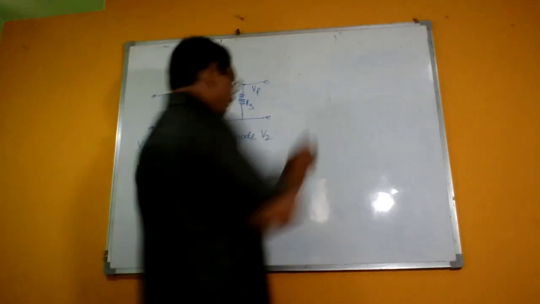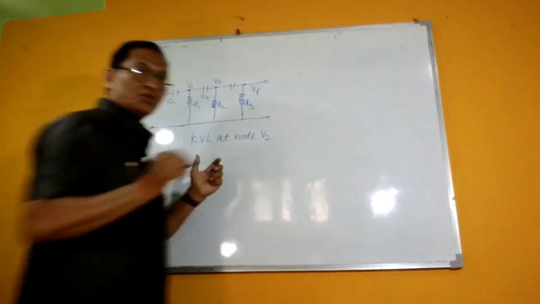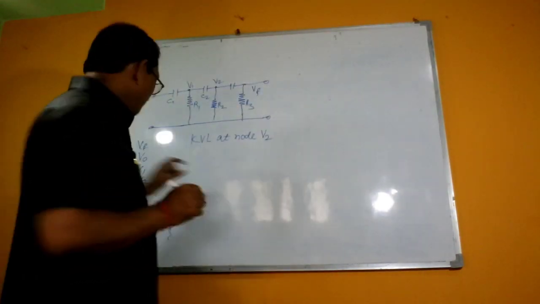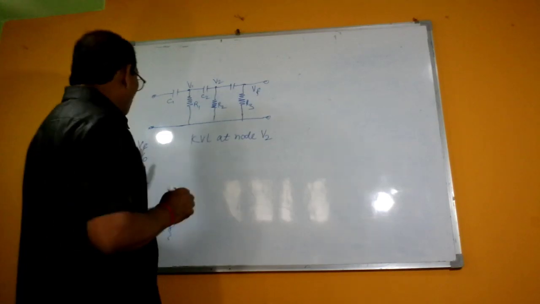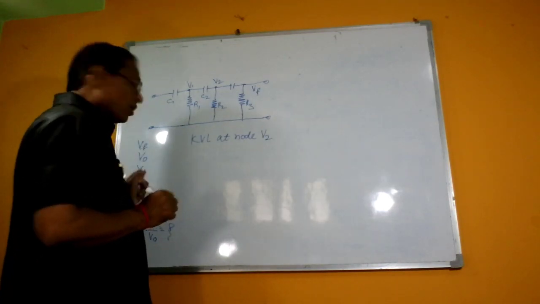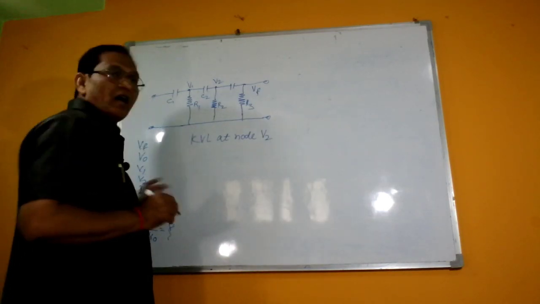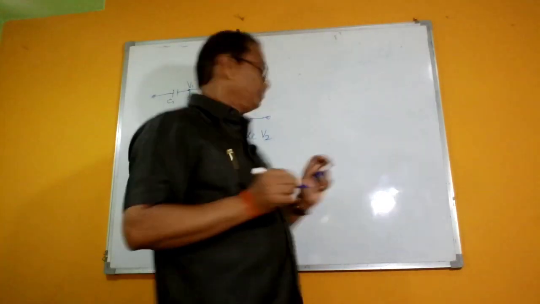The condition A beta equals 1, how it is to be prepared, that we are going to see. What is VM, what is VO, what is V1, V2, I1, I2, these things we are going to know.